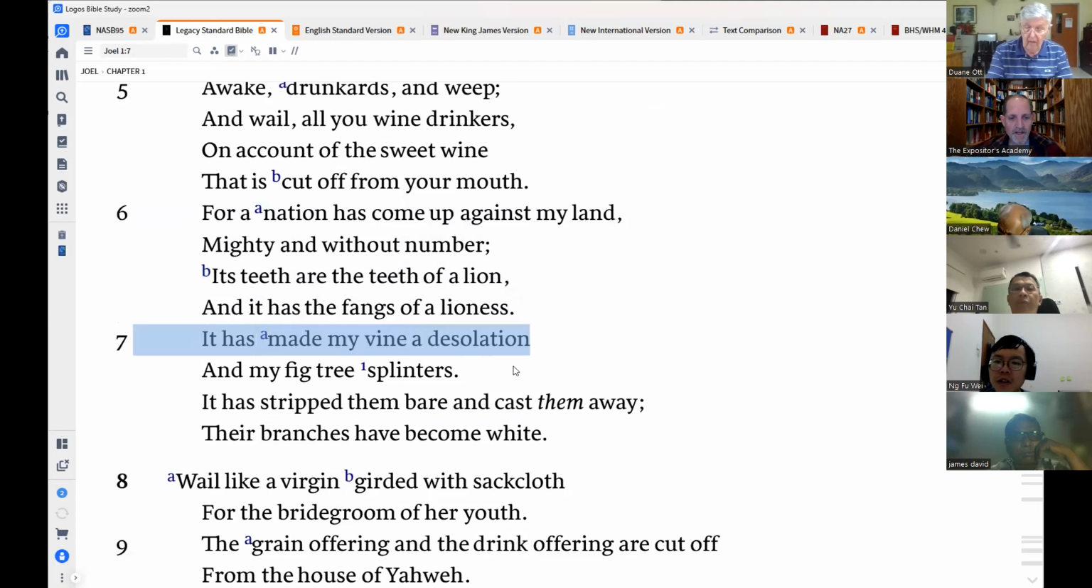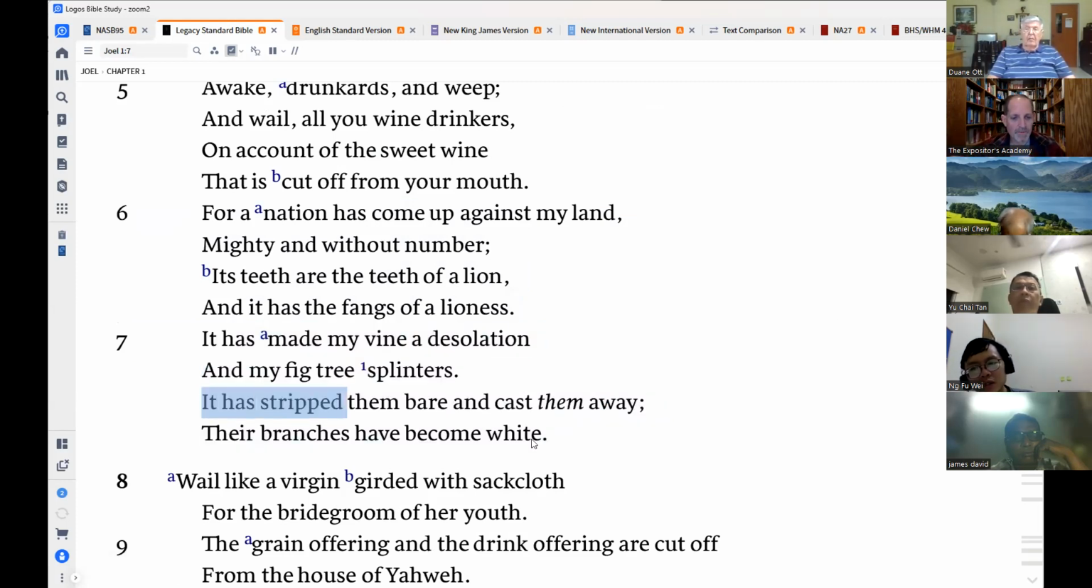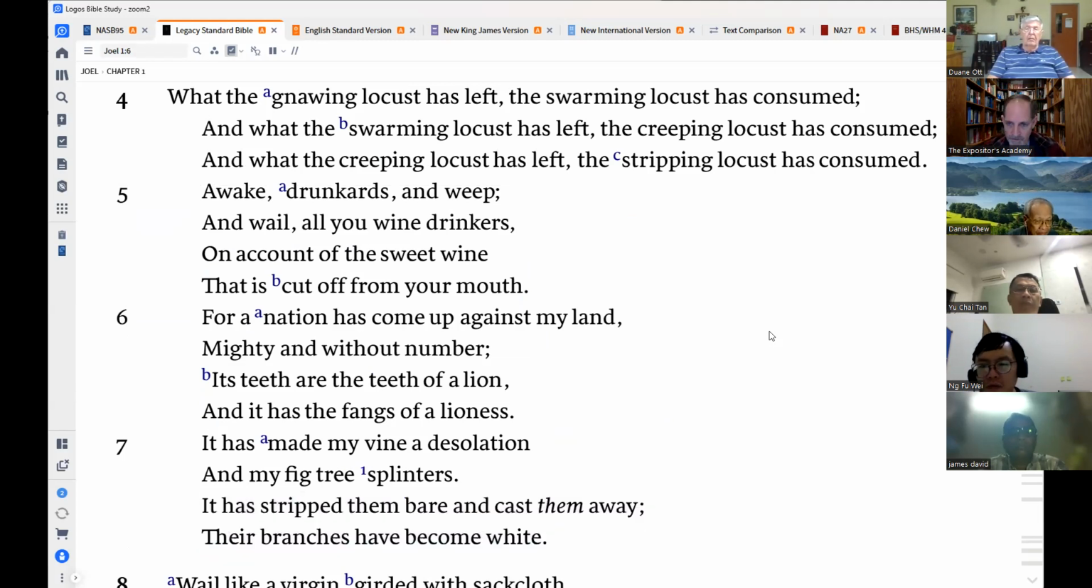Then verse 7, another image of crops that have been destroyed. And notice he says it stripped them bare, cast them away. Their branches had become white. So they ate the bark off of the trees and the vines, which is a death sentence for them, right? The bark is their protection. So when the bark is gone, the covering is gone and they're going to die. So it's not just that they've consumed for the present, that there'll be no crops, but actually those crops are not coming back.